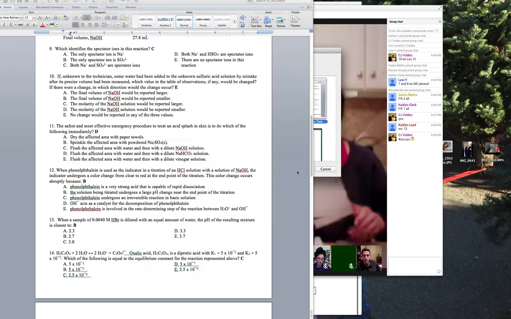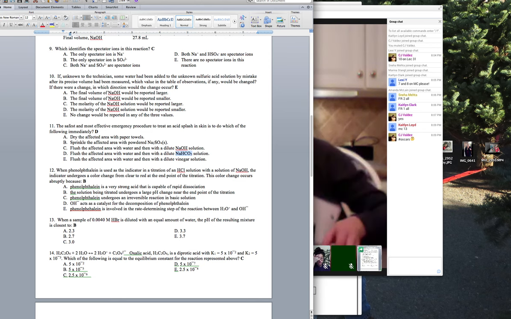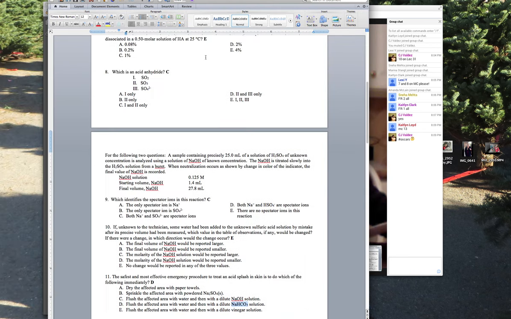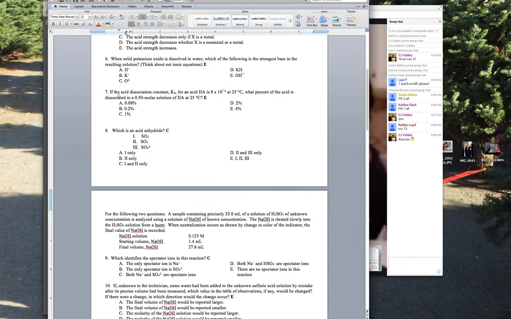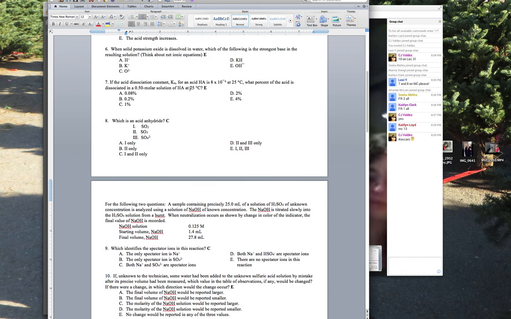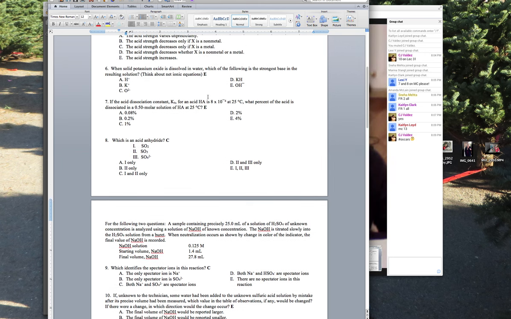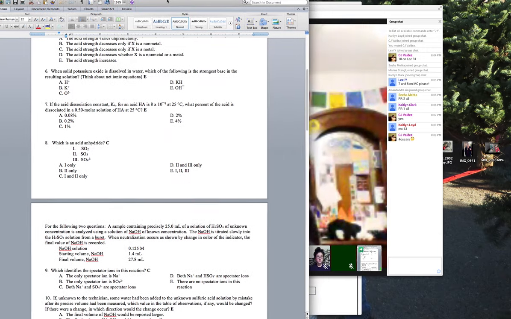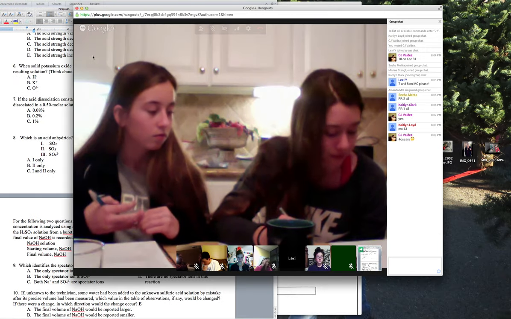Okay. 7 and 8 on the multiple choice. If the acid dissociation constant Ka for an acid HA is 8 × 10⁻⁴ at 25 degrees Celsius, what percent of the acid is associated in a 0.5 molar solution of HA at the same temperature? So we said 4%. And you're wondering how we would do this without a calculator, right? Okay. So let's go to our bamboo paper.